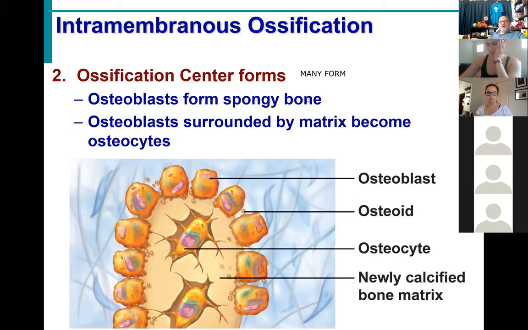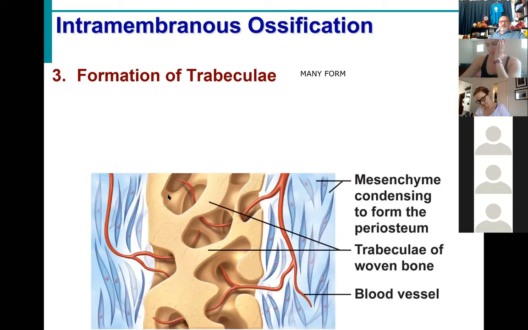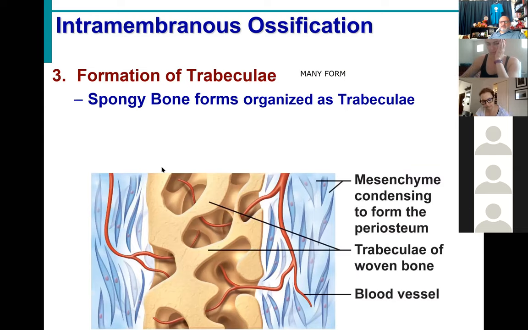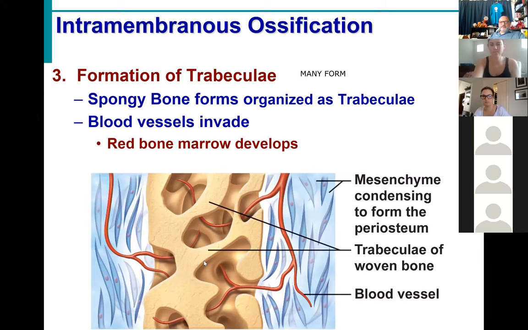All right. So many of these form, and then they grow into each other. As they grow into each other, we can see that we start to get those interstitial lamellae. We start to get those trabeculae. And once those trabeculae form, there are all these spaces, all these gaps in between them. So blood vessels grow into these gaps, and as the blood vessels grow into these gaps, they fill this space with red bone marrow.